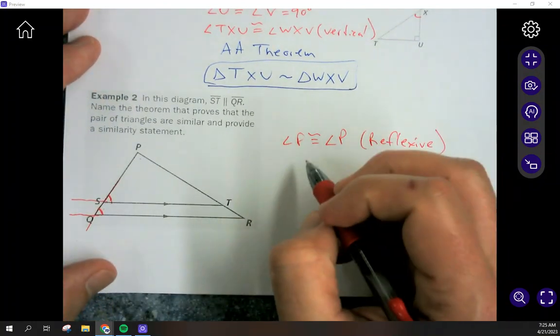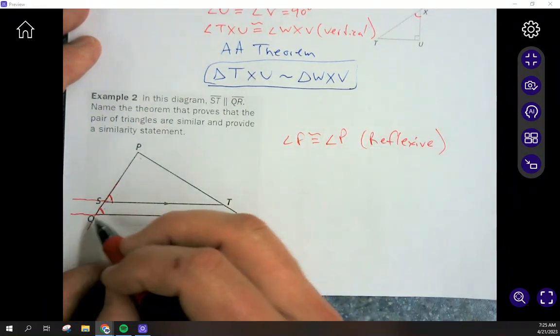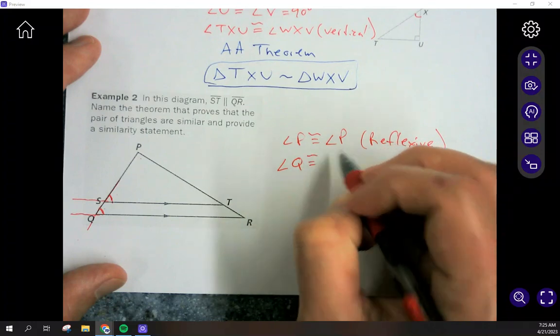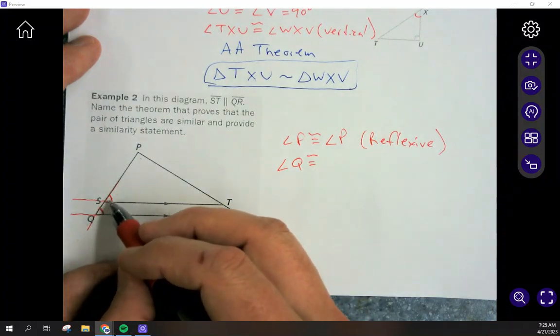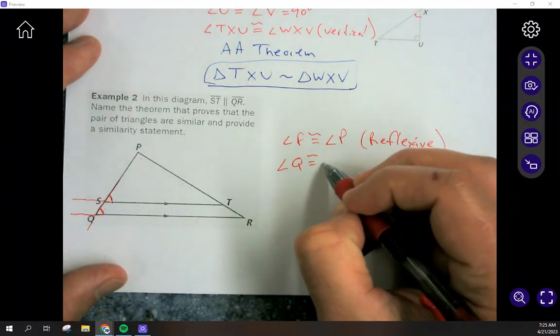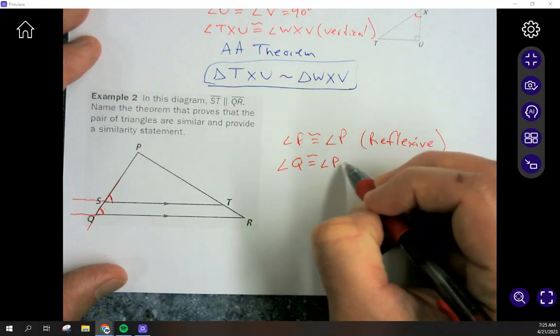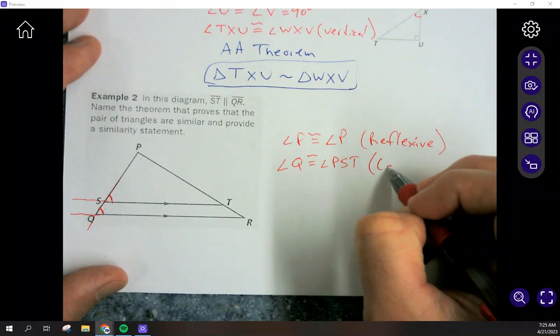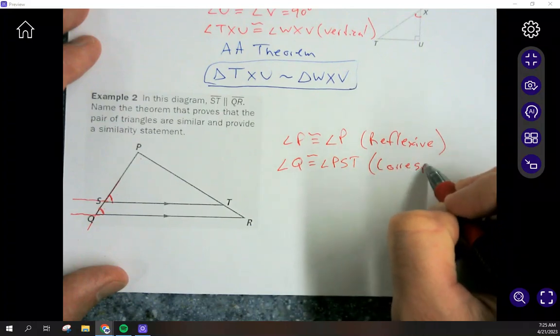So we will write that out. We can call this angle Q. It's going to be congruent. We can't call this S because there's more than one angle there, so we do need to name it fully. That's going to be PST, and that's because they are corresponding.